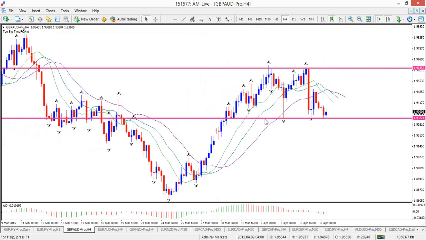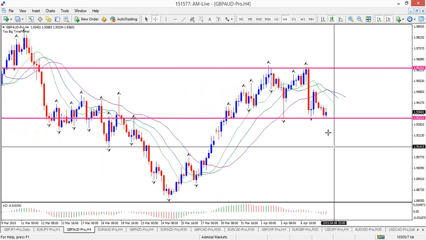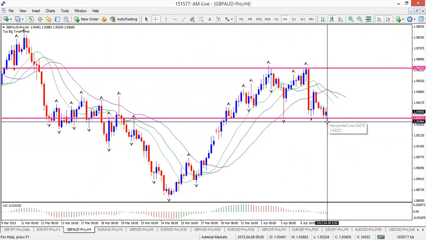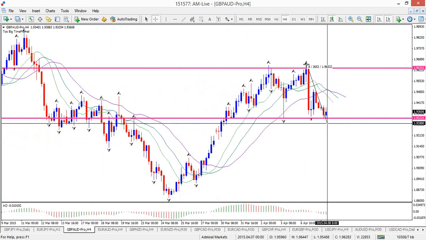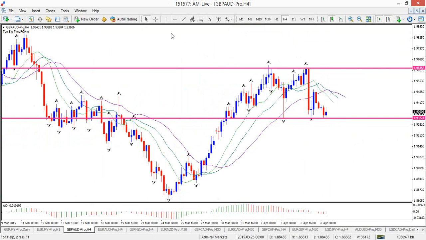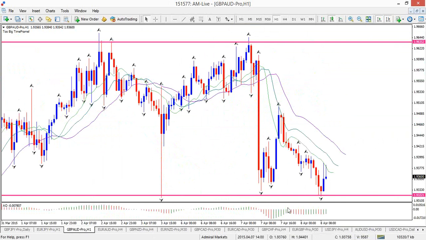Pound odd is about to break 193. If it breaks below, it could be an entry, but it would have to use a whopping stop loss above the current top, which is all the way here. So that could be a bit big of a trade. But otherwise, it's still above this level.